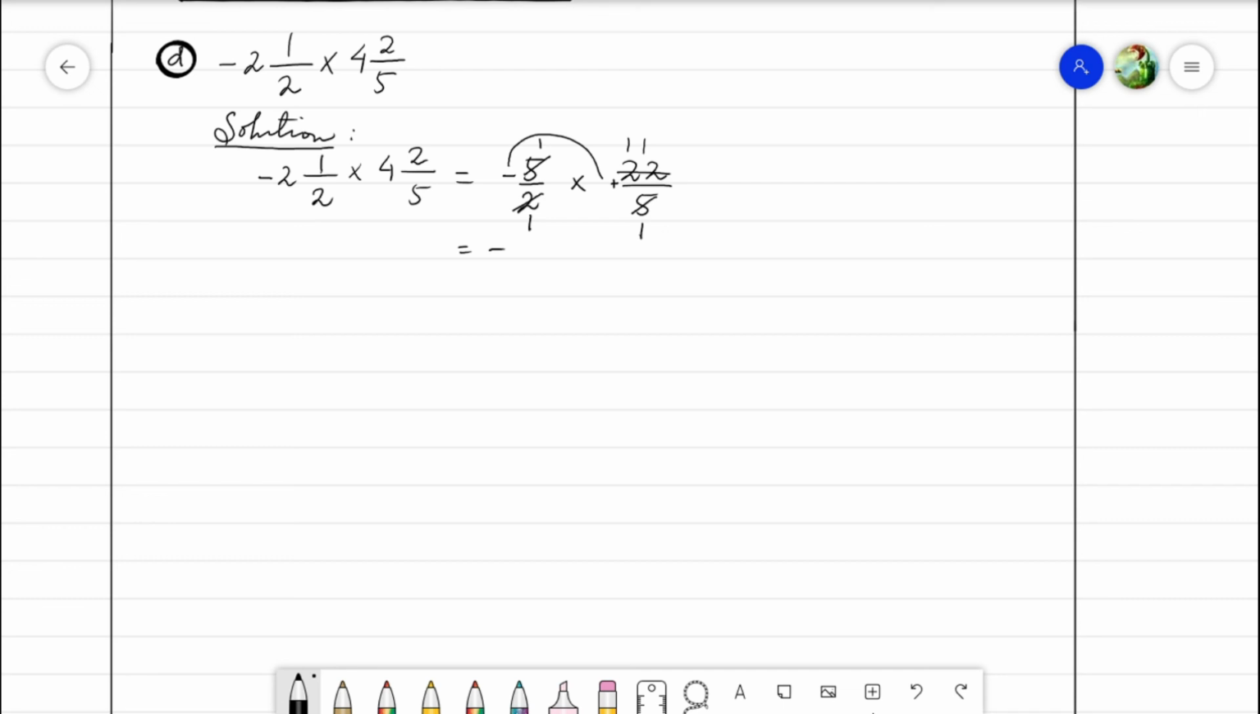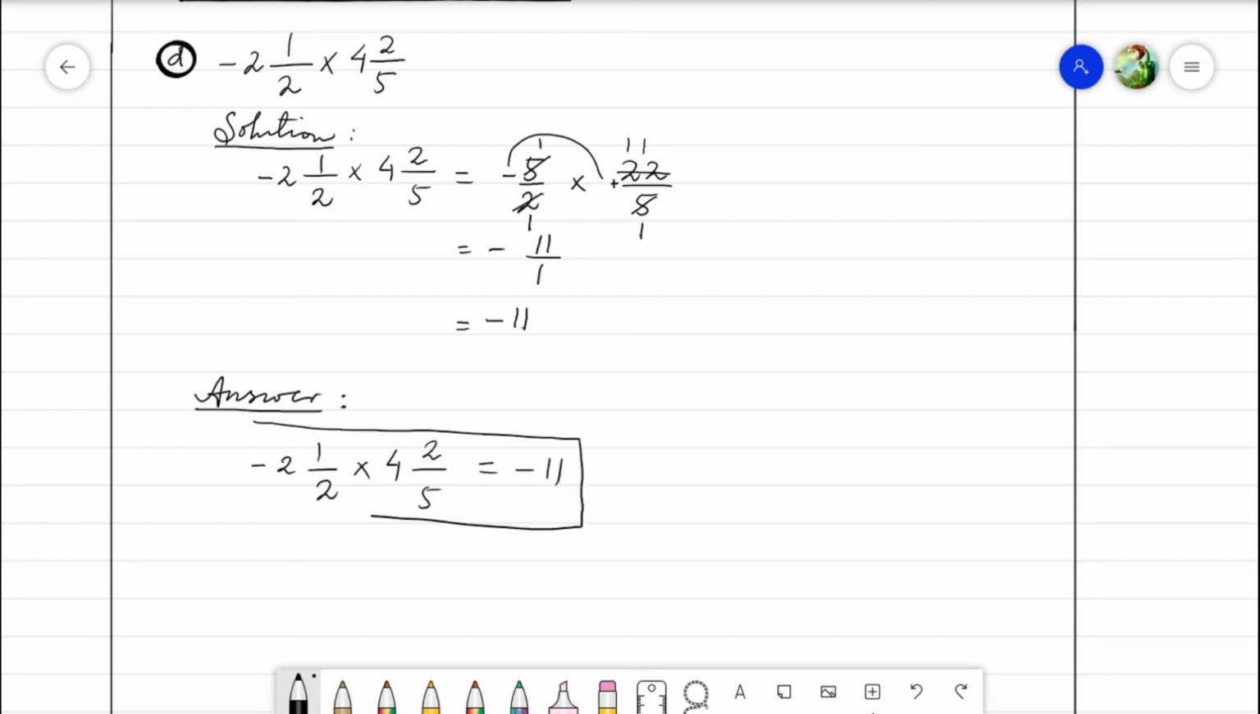There is no common factor in the numerator and the denominator. So I will multiply 1 by 11 and 1 by 1. What would it be? 11 ones are 11 and 1 ones are 1. As you know, if there is 1 in the denominator, no need to write it, it would be invisible. So your answer would be negative 11. Now I will write your answer for you, and now we will put it inside a box like this.